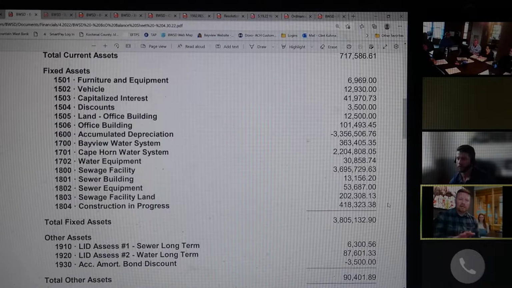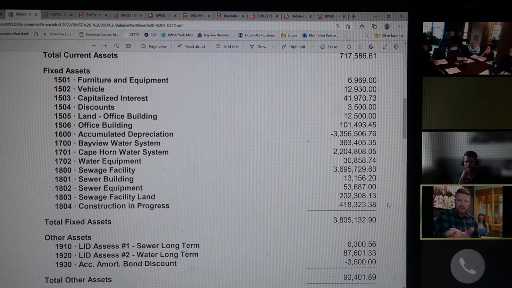And the reason that we place them in the construction in progress is we can't actually take them to a hard asset account like a particular, let's just say Cape Horn Water System. We can't take them to a particular fixed asset account until the project is placed in service. So the construction in progress is our holding account. That's going to continue to grow as we incur more and more bills that are tied to the DEQ.